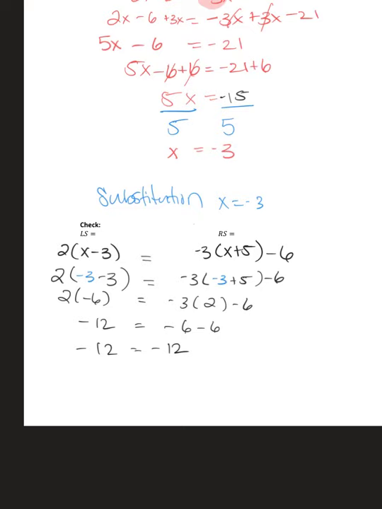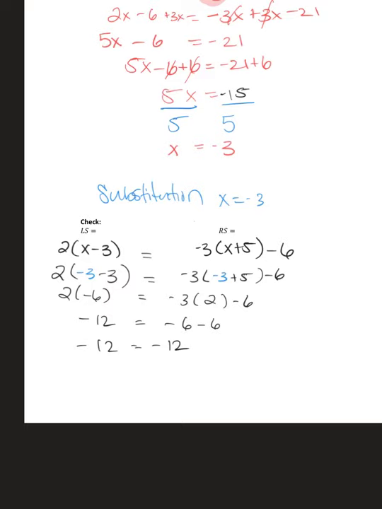So now if I'm looking at this, I know negative 3 is a solution because my left-hand side, which was negative 12, equals my right-hand side, which was negative 12. So this is good. Check mark, oops, check mark, math smiley face.